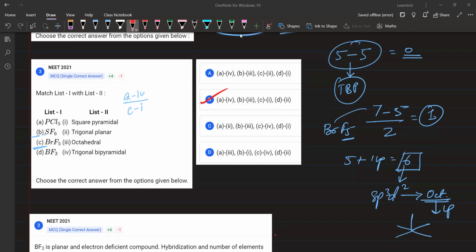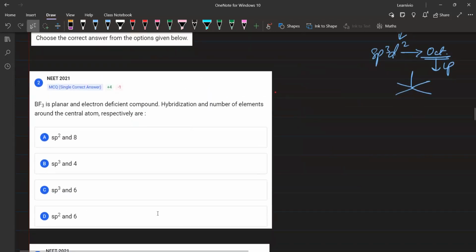Yes, sir. So as I was saying, for BrF5, the shape is going to be square pyramidal. So for C, it will be 1. Trigonal planar needs 3 pairs. So B is the correct option. Now moving on. Try this. You have to give the hybridization of BF3 and the number of electrons around the central atom.